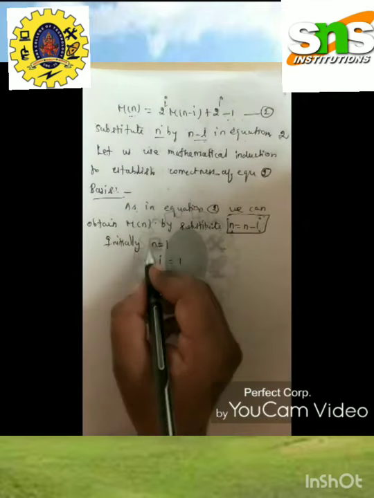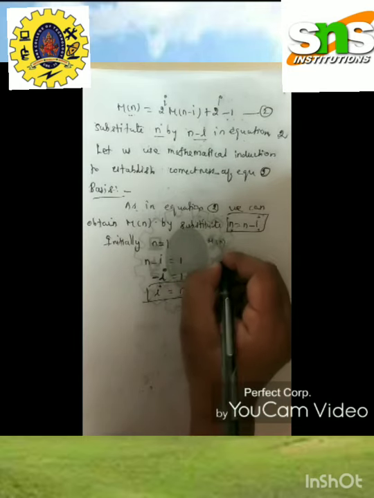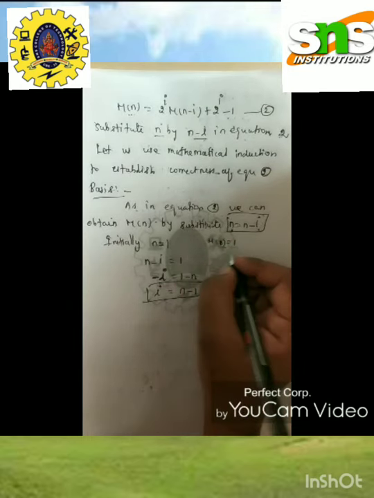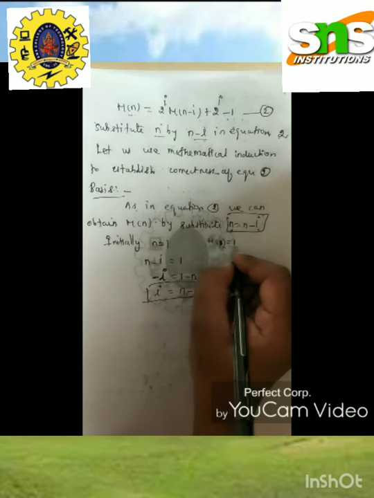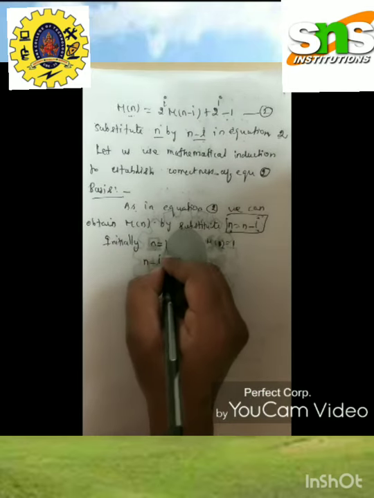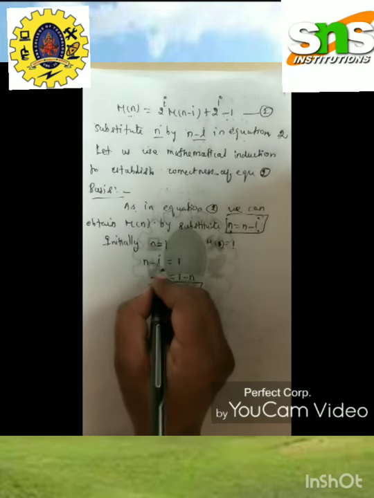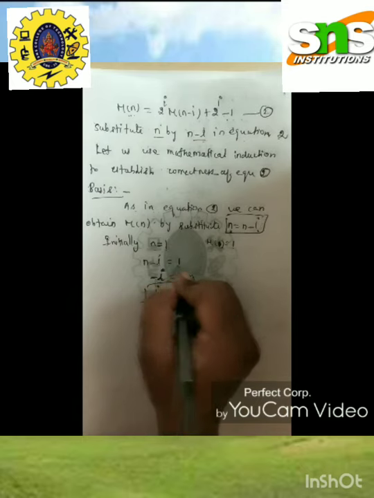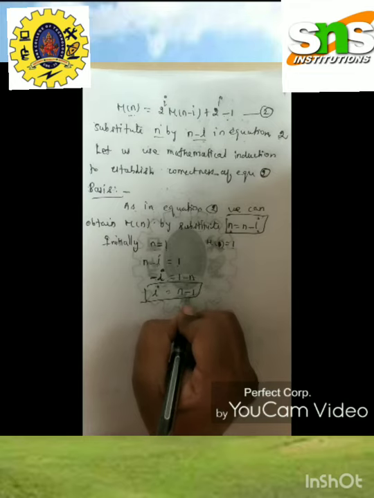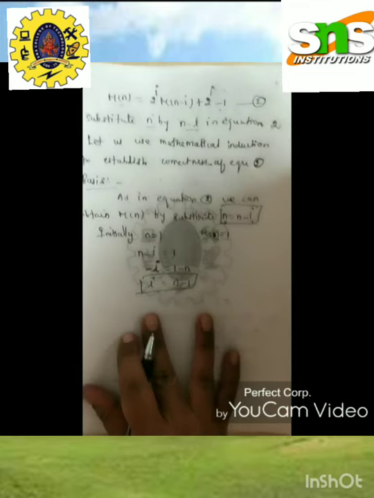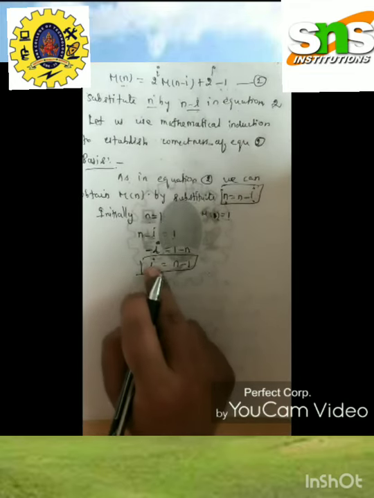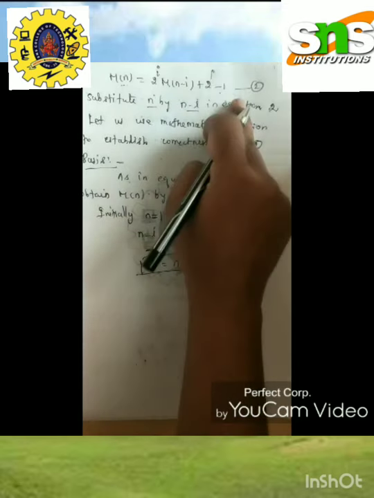So initially, m of 1 is equal to 1. So if n is equal to 1, the value is 1. So taking n is equal to 1, n minus i is also 1. So minus i is equal to 1 minus n, i is equal to n minus 1. Okay, so using this i value, I am going to substitute it in equation 2.